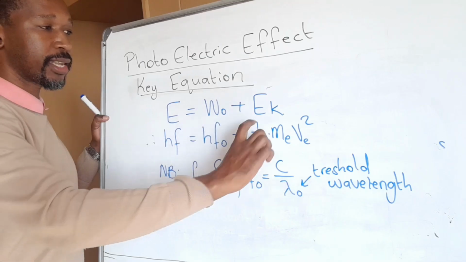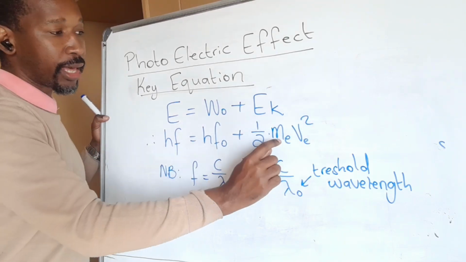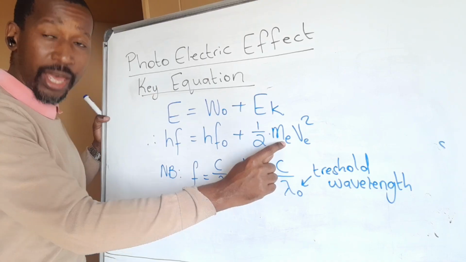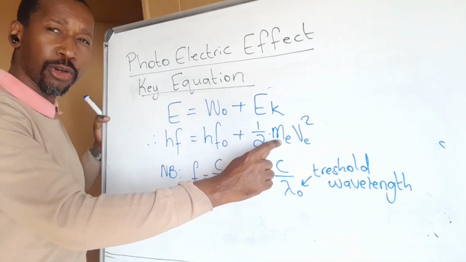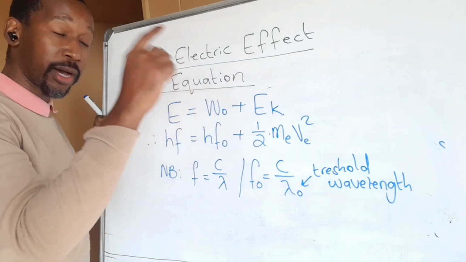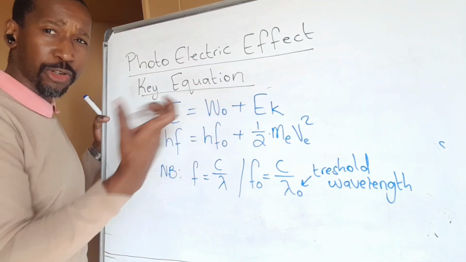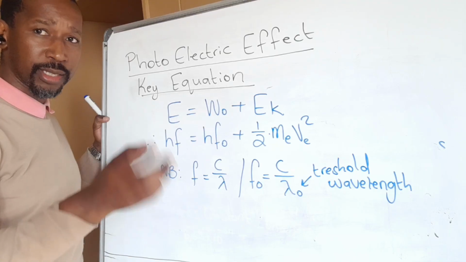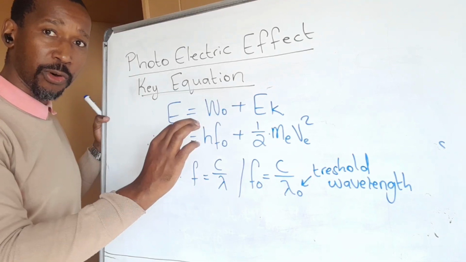Then whatever else is left goes to the half mv squared. The m_e is a given number. We have it in the formula sheet as 9.11 times 10 to the power negative 31 for the electron mass. It's given. You don't need to memorize it. Just remember to check your formula sheet for it.